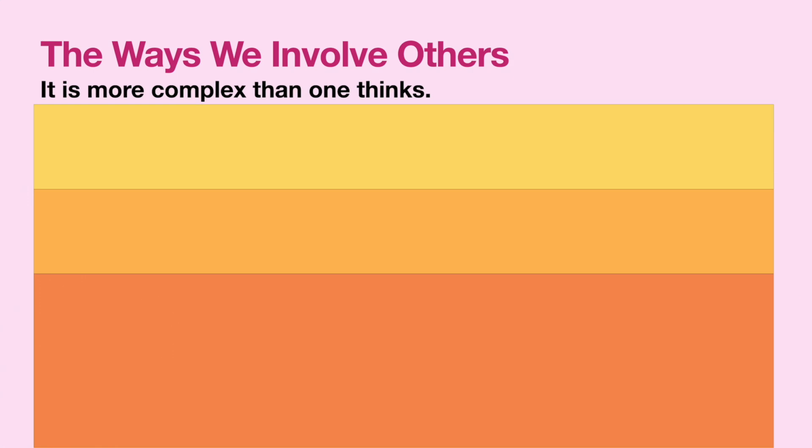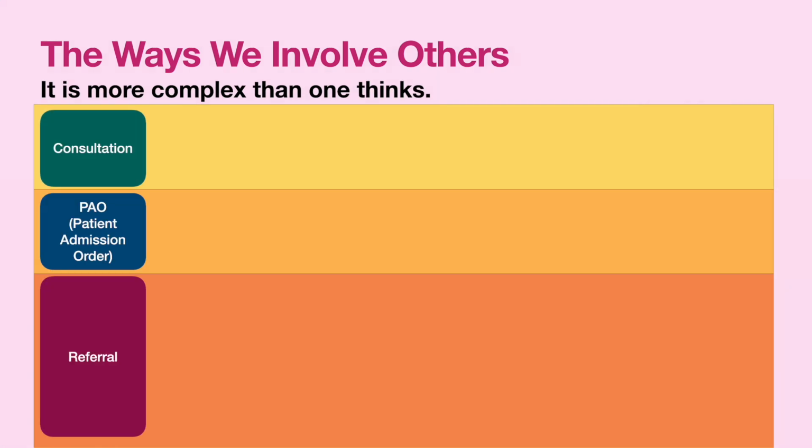Here's the way we involve others in the care of our patients in the emergency department. We either ask for consultations. This is when the patient is in the emergency department, has not left, is being seen in the emergency department. That's called a consultation. We can admit patients directly. Doesn't usually happen, but sometimes it does. And these are called PAOs, patient admission orders. The third way we do it is through referrals. And referrals mean external referrals outside this visit into the emergency department, be it to another hospital or community resources.